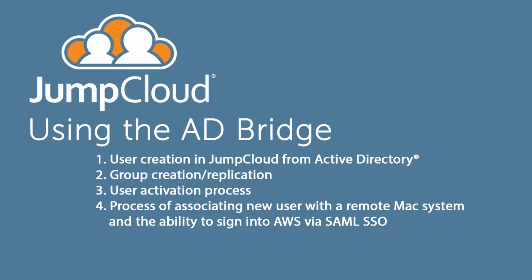We'll continue to show and discuss user creation in JumpCloud from Active Directory. Then we're going to walk through group creation or replication in JumpCloud from AD. Then we're going to discuss the user activation process in JumpCloud to get the user ready to be associated to resources. And then finally, we're going to go through the process of associating this newly activated user with a remote Mac that we have set up here, as well as showing the ability for this user to sign in to AWS via our SAML SSO.